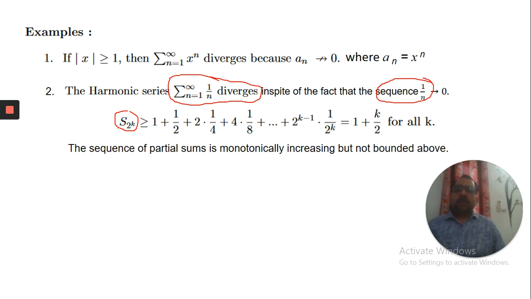So the partial sum sequence is not bounded above. Although this sequence is monotonically increasing, it is not bounded above, so it cannot converge. So if the sequence of partial sums is not convergent, the series cannot converge, therefore this series is a divergent series.